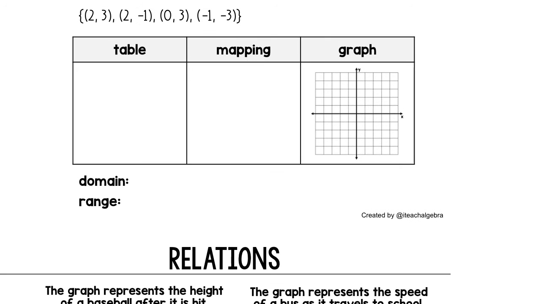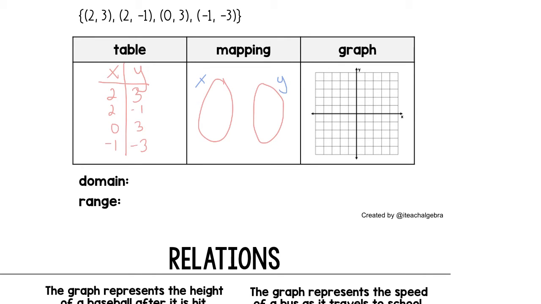Let's do another, just like this. A table. You're going to have to draw your own here. Put X and Y at the top, and then list our points side by side. 2, 3, 2, -1, 0, 3, -1, -3. A map. We need some ovals. It's going to be X on the left and Y on the right. Let's list all our points. 2 is listed twice. We just put it once. 0, -1. And then on the right, 3, -1, -3. Those are the only separate values.